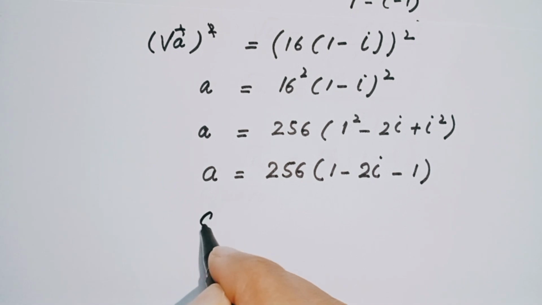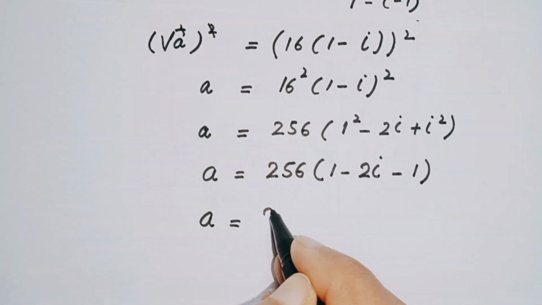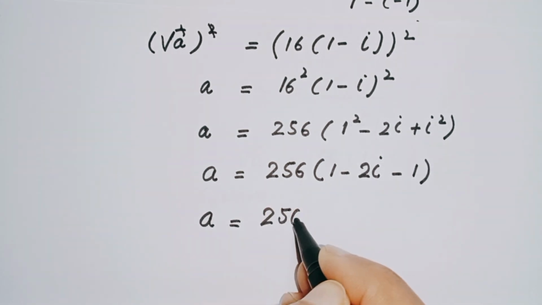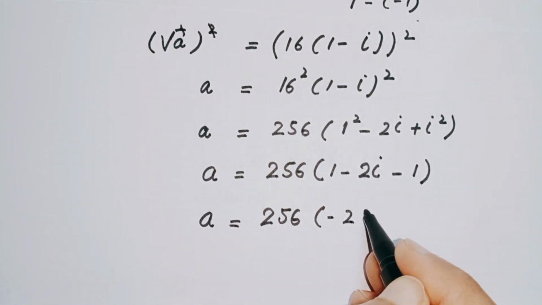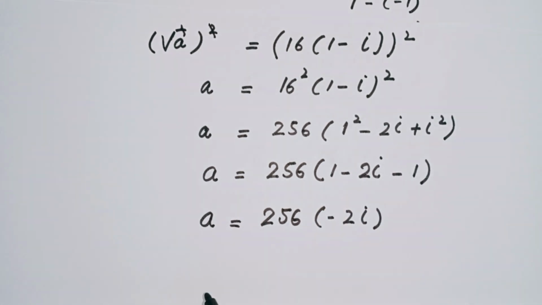So in the next step, a is equal to 256 times 1 minus 1, which will give 0. So here we will be left with minus 2i.